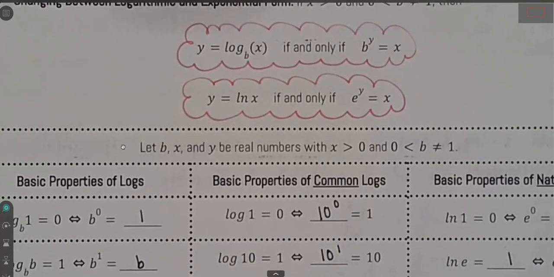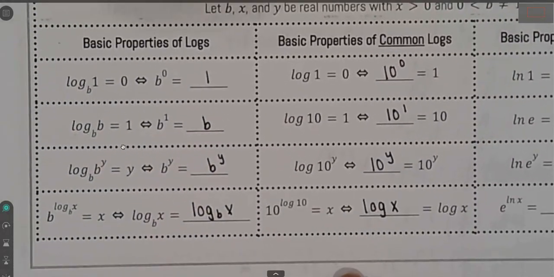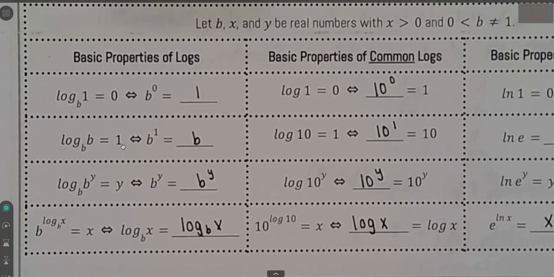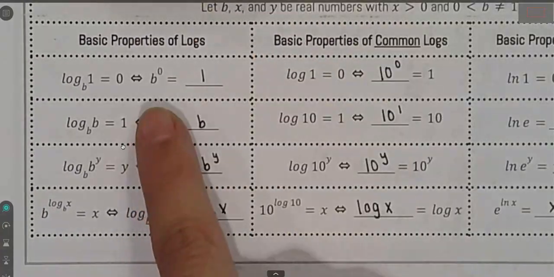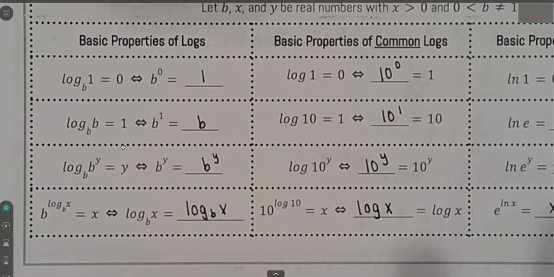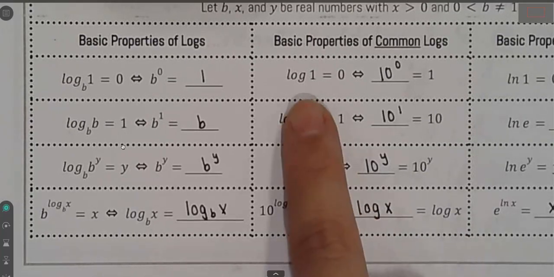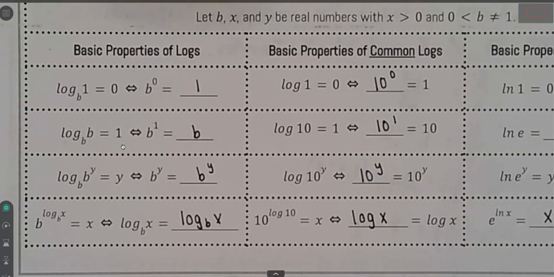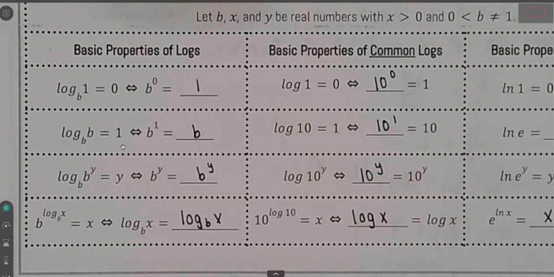So using those definitions, here are the basic properties of logs when you have a log base b. And here, you all know that if there's no base written, the base is 10. A common log is the one that has no base, it's just going to be 10. So in your calculator, if you hit the log button, it's automatically going to be 10.